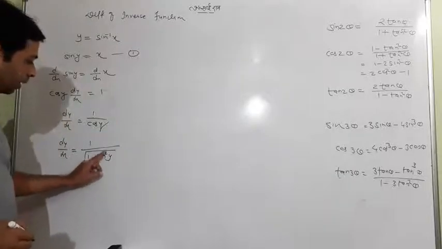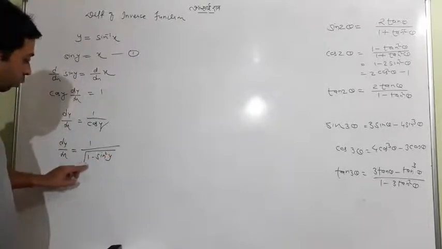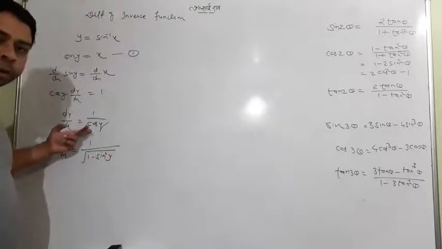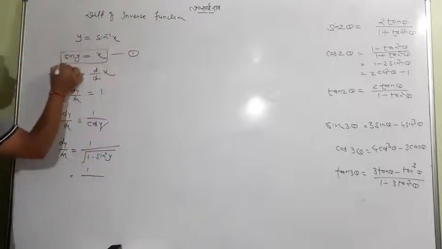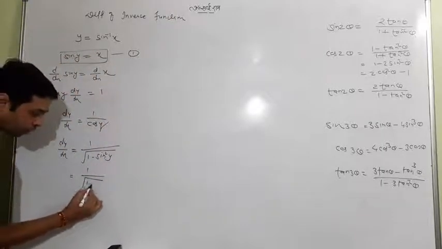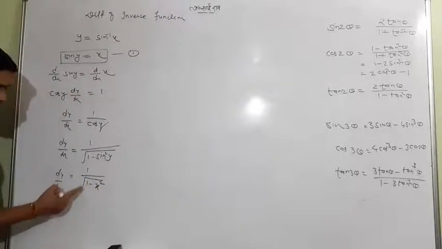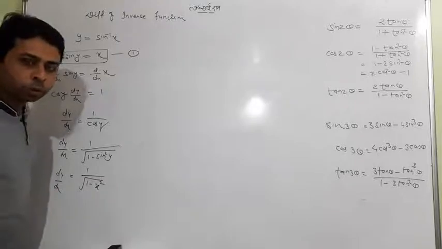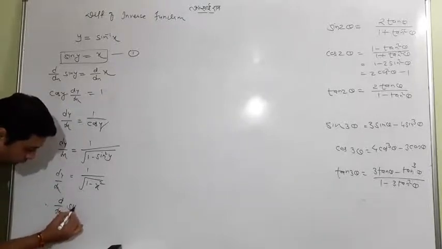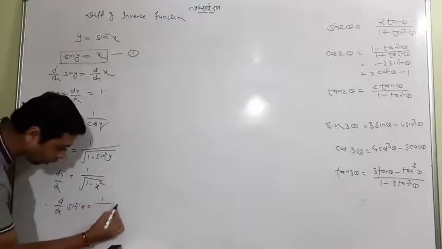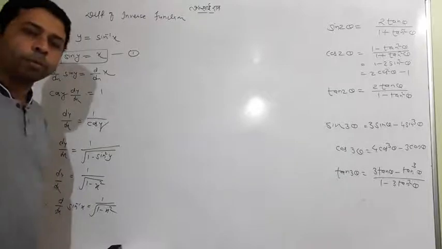1 minus sin square y is cos square y, and the square root of cos square y will come out as cos y. Why have I written this? Because I wanted to put the value of sin y, which is x. So you can put sin y equal to x, it is x squared. So ultimately what you got? 1 by the root of 1 minus x squared. So finally I would say that d by dx of sin inverse x is 1 upon root of 1 minus x squared. This is the formula.